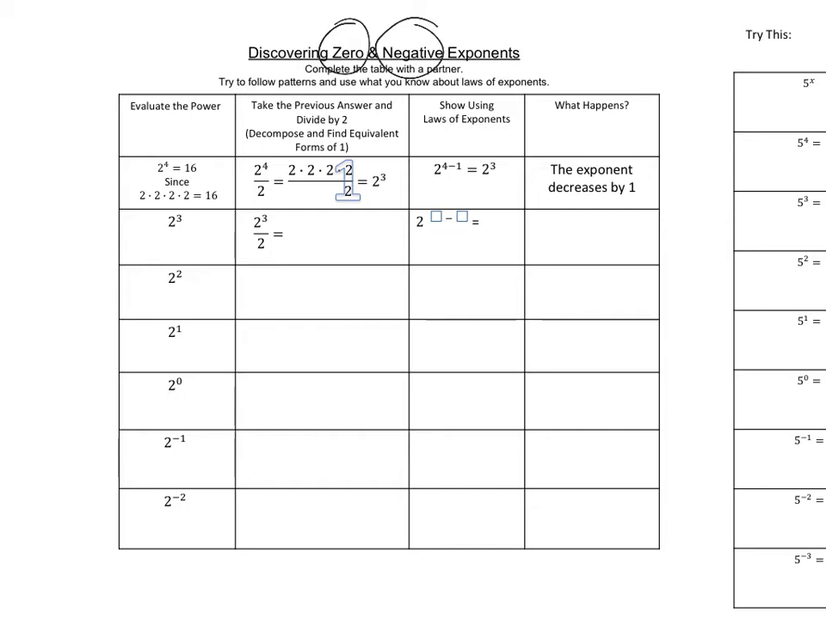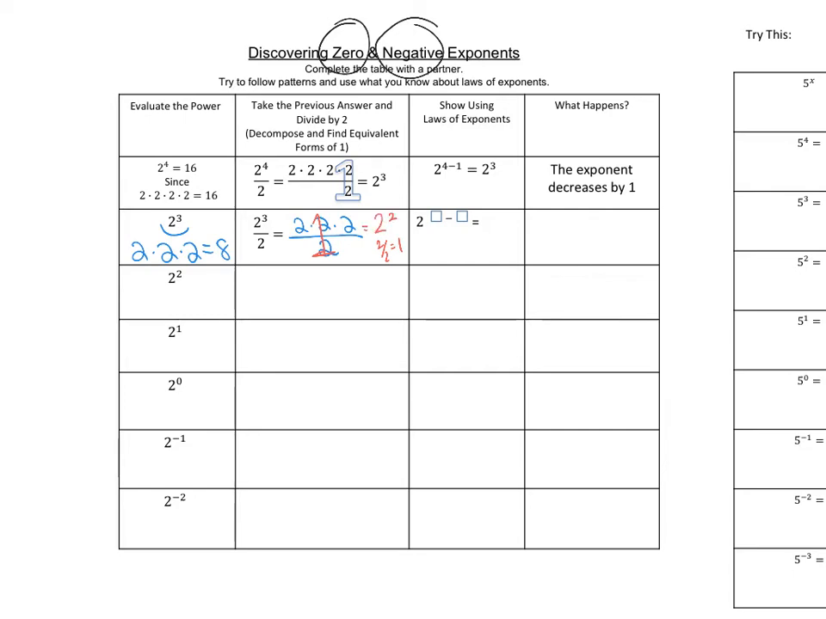So if you first look at the first column, we have 2 to the third, and that's 2 times 2 times 2, which is equal to 8. So if we take that previous answer, which was 2 times 2 times 2, and we divide by a 2, well, this is going to be a 1. Anytime you have a 2 divided by 2, that's a 1. And so we really get that this is 2 to the second power.